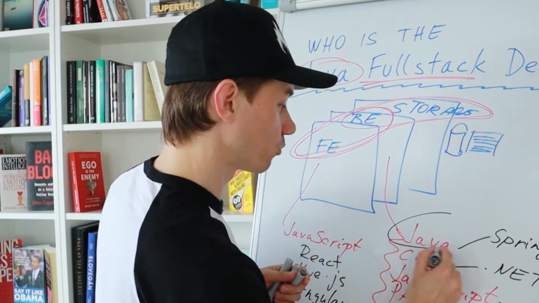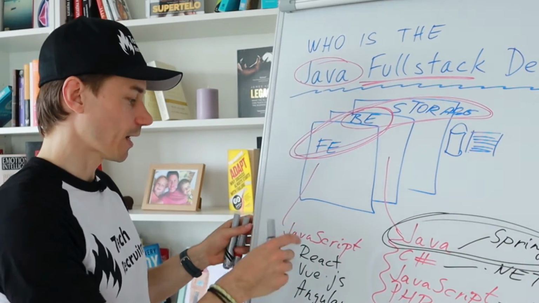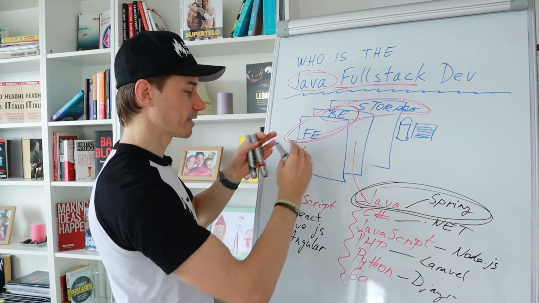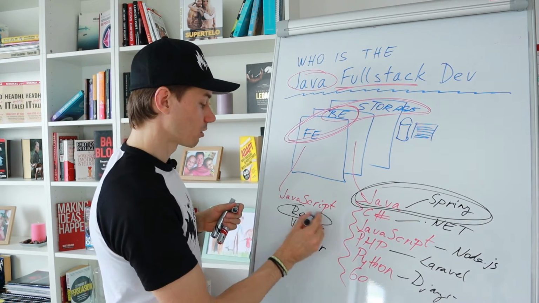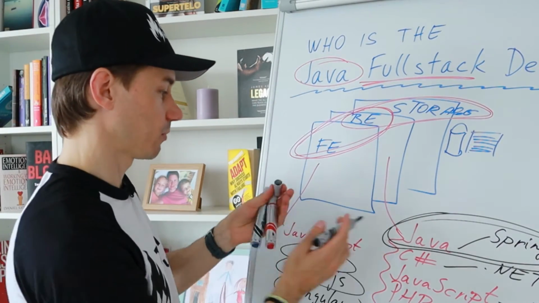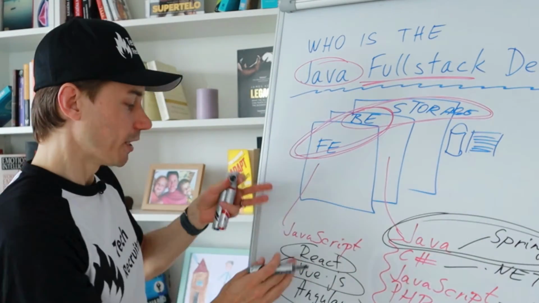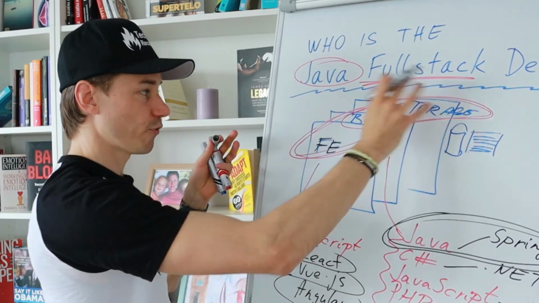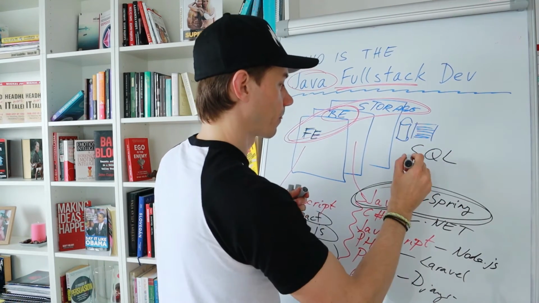Okay, so we talk about Java, so I'll circle it. So Java full stack developer. And the developer would also need to use something on the front end, right? Because we are talking about full stack developer. So on the front end, the developer would use either React or Vue.js or Angular. Okay, because the Java developer would use the Java language on the back end, but he or she would also need to use something on the front end, right? Because I just mentioned that full stack is everything together. Plus on the storage, they would use SQL.